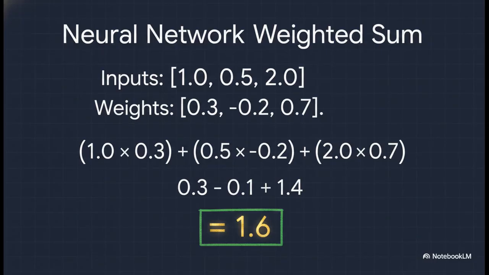Okay, now here is a massive secret in AI. If you've ever studied neural networks, you have absolutely heard of a weighted sum. Well, look at these inputs, 1.0, 0.5, and 2.0. Look at the weights, 0.3, negative 0.2, and 0.7. If you multiply the matching pairs and add them up, you get 0.3 minus 0.1 plus 1.4, which equals 1.6. Guys, the famous weighted sum inside every neural network is literally just a dot product wearing a different name. It's the exact same math.